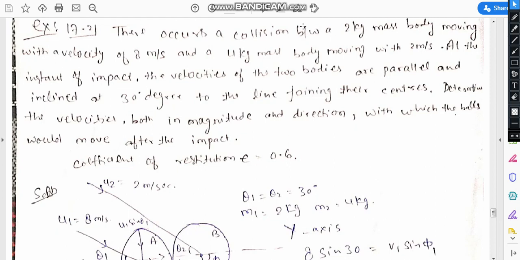So hello bachcho. In this video I have discussed one more problem related with oblique impact. This is problem 17.21 in DS Kumar.